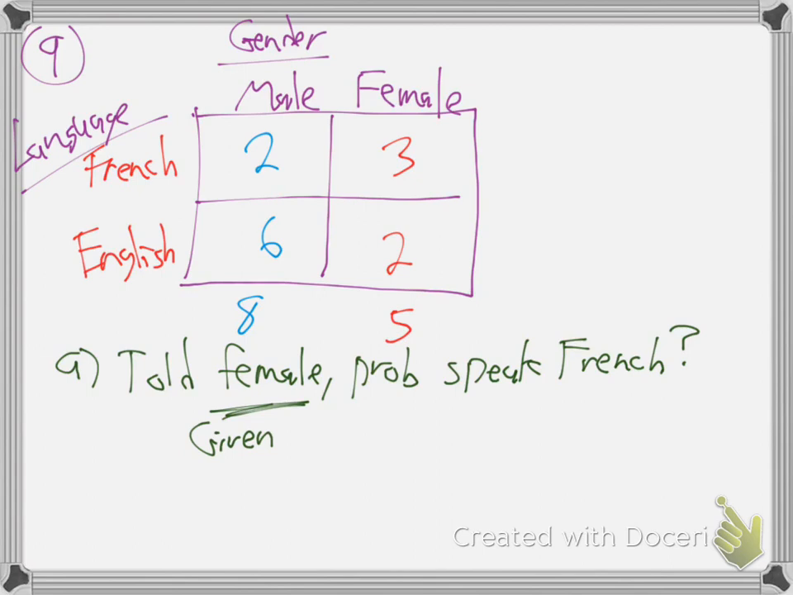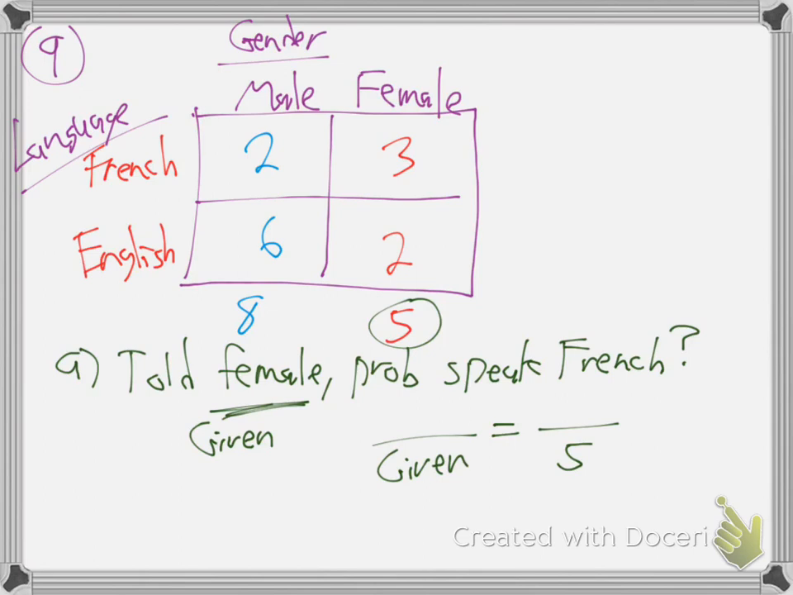Remember how the given stuff works, right? It affects the denominator, doesn't it? Remember us talking about that? It limits the possibilities. It's got to be a female. So the denominator is always what's given because that's all the possibilities. If they're saying it's a female, how many total people could it even be? 5. Yeah, the total number of females, 5. It's got to be one of those 5 females, doesn't it? Is that making good sense?